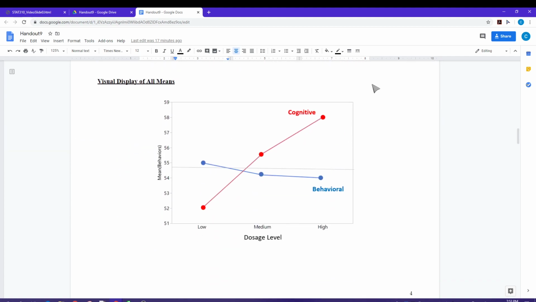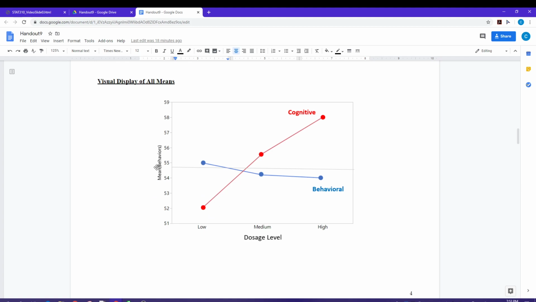So this is what's called an interaction plot. We'll talk more about this as we go forward. But I have the dosage levels across the bottom, low, medium, high. I have the cognitive in red and the behavioral in blue here. You can certainly see the large drop-off here in the average for low dosage. So when the dosage level is low, that cognitive program really tanks off here or decreases considerably. And we actually want to be low here.